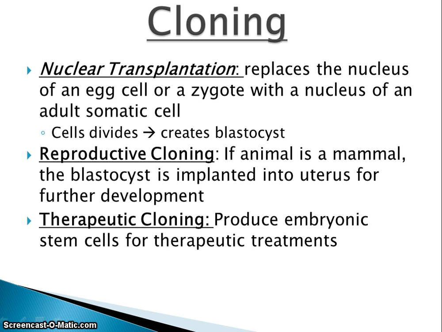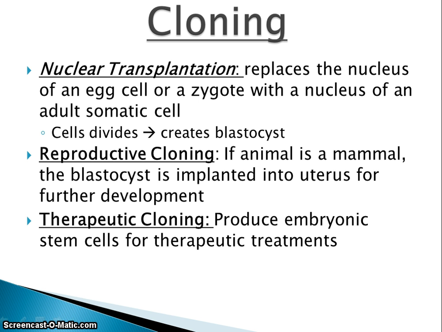Reproductive cloning, if you have a mammal, well, what do you need to do further? The blastocyst is implanted into the uterus for further development. So Dolly was implanted in her mom, and then Dolly was born.